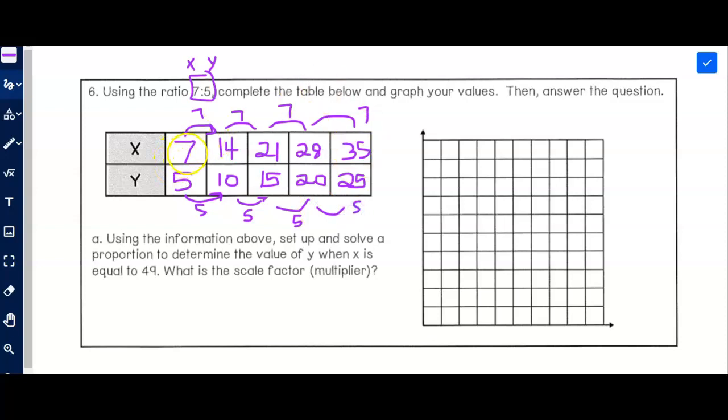Saying it all backwards. Let me start over. We go right 7, up 5. Right 7, up 5. There's your stair step. This is your ratio.